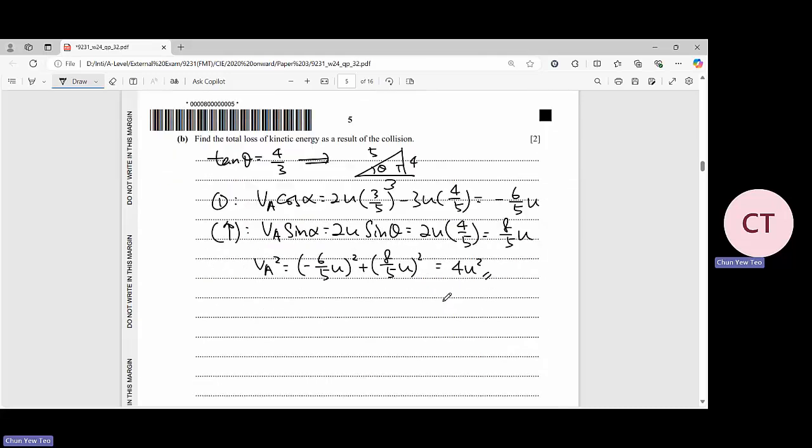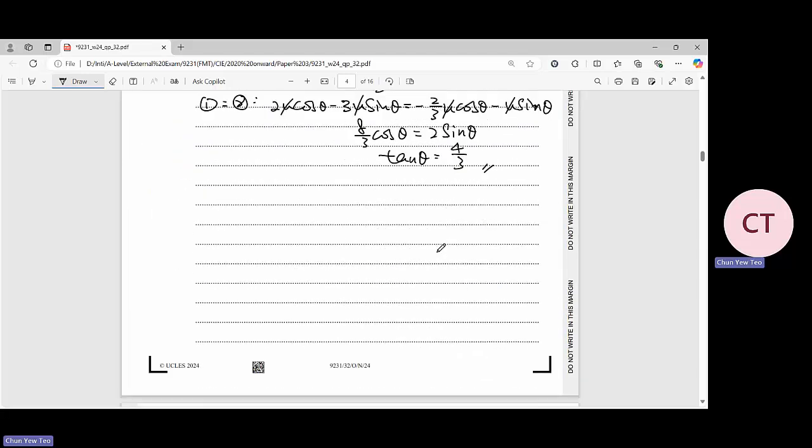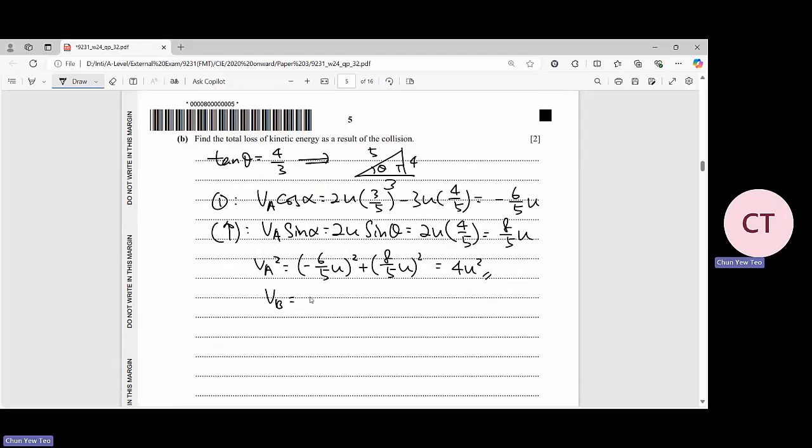Then as for my VB, if you consider VB before and after, VB will be equal to 3u cos theta. So it will be 3u times 3/5, and you get 9/5 u. So your VB squared, you don't need to put this anymore.